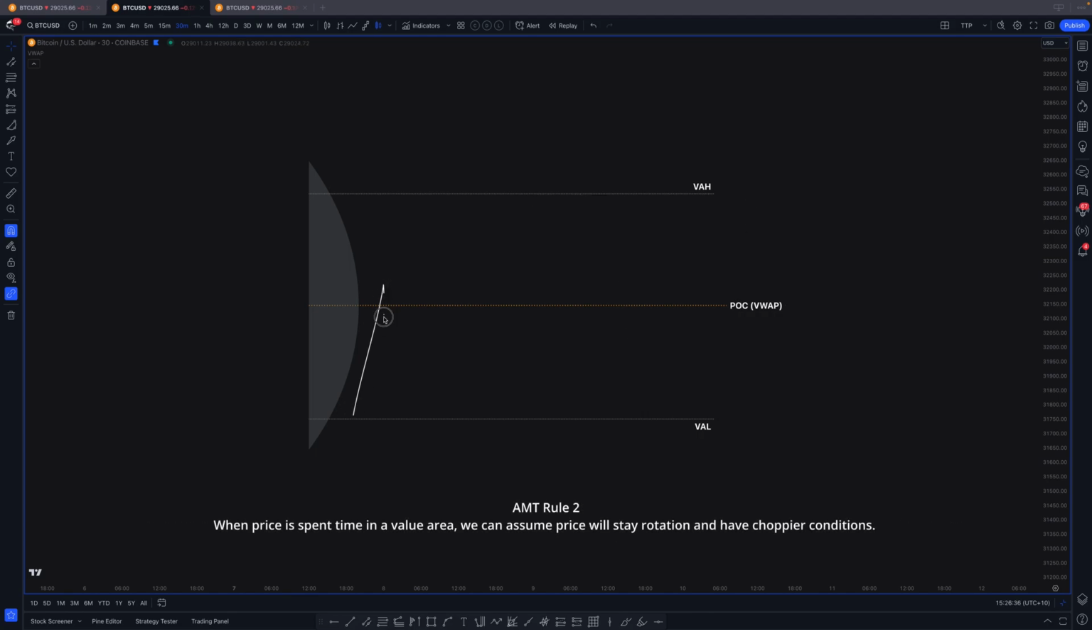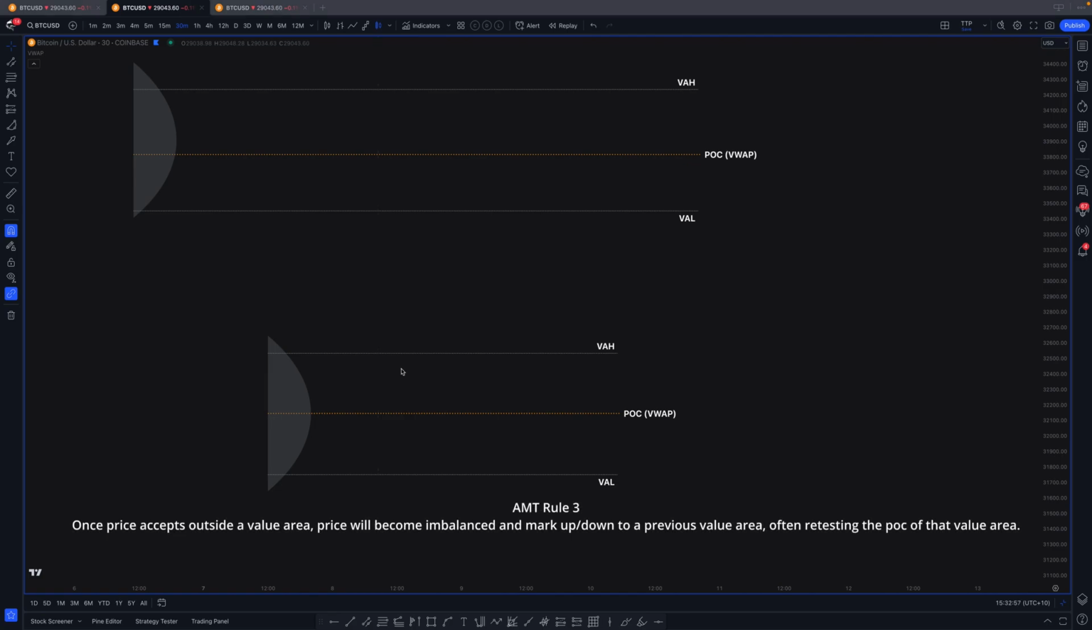Rule number 2: if price has spent a fair bit of time in the value, we can assume that price will remain rotational inside of the balanced area. When price spends more time in value, we can assume more choppy conditions.